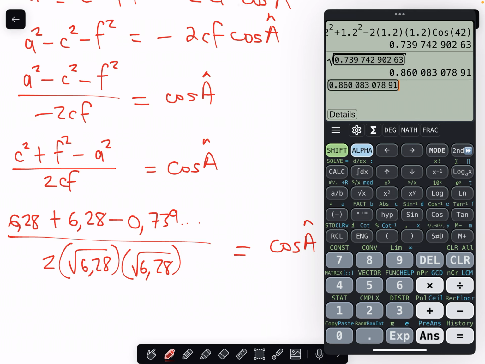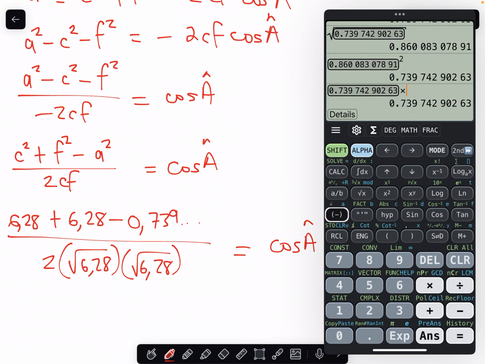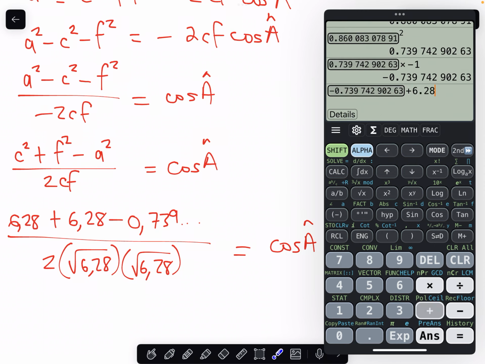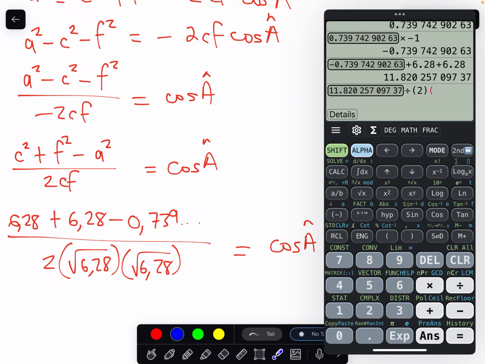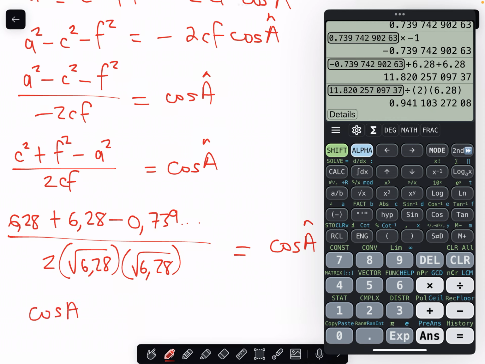Okay, so let's see what that comes to. Let me just square this to get my 0,39. Okay, times it by negative 1 so that it can be a minus. Okay, then add my 6.28, two of them, divide that by 2 times, okay, so this is going to be root 6.28 times root 6.28, that's just going to be 6.28. Okay, so then we get cos of a is equal to positive 0,941 blah blah blah.